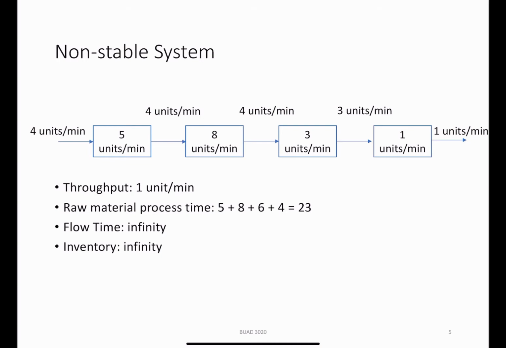The raw material process time will still be the same, 5 plus 8 plus 3 plus 1. However, when you have a non-stable system, your flow time will become infinity, and your inventory will become infinity. This is because at the third station right here and the fourth station right here, you will have tons of inventory piling up because you simply don't have enough capacity to deal with that.